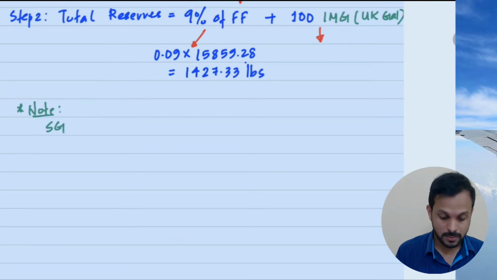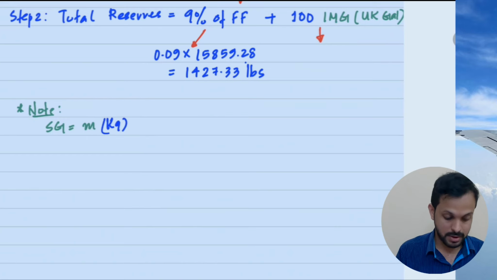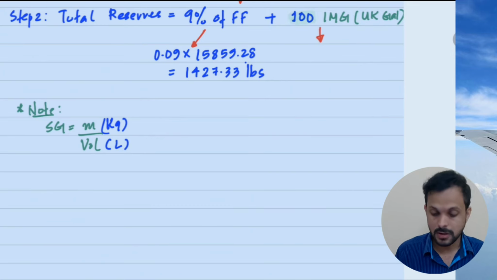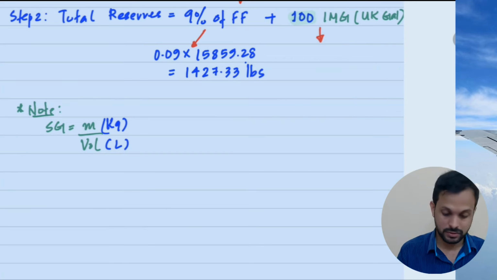Specific gravity, I'm not going into details of that, the theory of which I do take in my regular sessions. I'll try uploading it once I cover those. Specific gravity, you can consider it as mass, but remember the mass should be in kilograms, divided by volume in liters. The volume that we have here is in Imperial gallons. So first thing first, you have to convert Imperial gallons into liters.